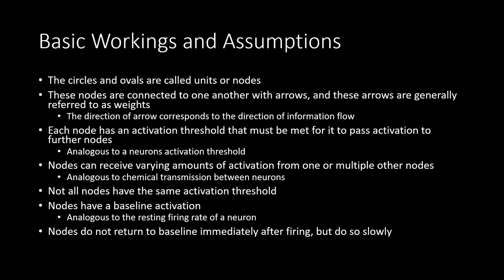Okay. Nodes can receive varying amounts of activation from either one or multiple other nodes, right? It could be that one node receives a large amount of activation from one node or a small amount of activation from one node. It could be that one node receives a small amount of activation from five different nodes. Or it could be that one node receives a large amount of activation from three different nodes. Right? It can be multiple different combinations and gradations of how much activation is passed on. This is analogous to the chemical transmission between neurons. It is also similar to the firing rates of neurons as well. Now, a neuron can fire rapidly and release large amounts of neurotransmitters, or it could fire slowly and release smaller amounts of neurotransmitters. A neuron could have connections to multiple neurons or only to a few neurons. This is what we mean by a node can be connected to multiple different nodes and it can receive varying degrees of activation from these nodes.